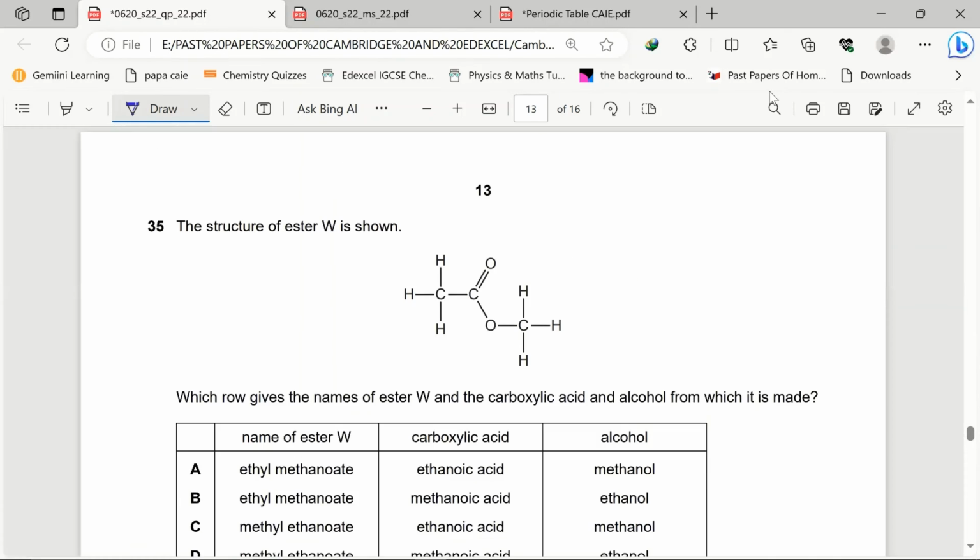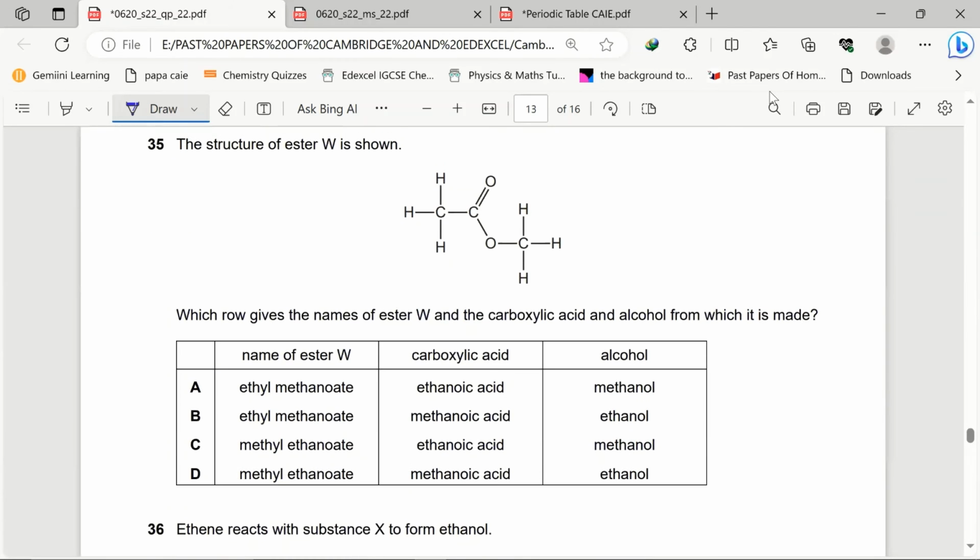35, organic chemistry. The structure of ester W is shown. Which row gives the names of the ester W and the carboxylic acid and alcohol from which it is made? So you see, we have C double bond O. This is the ester linkage, and on the right side of the ester linkage, that is in C single bond O, we have a methyl group. So it is methyl, because 1 carbon, and we have the ethanoate ion, which is this one, and this one is the methyl group. So methyl ethanoate is correct.